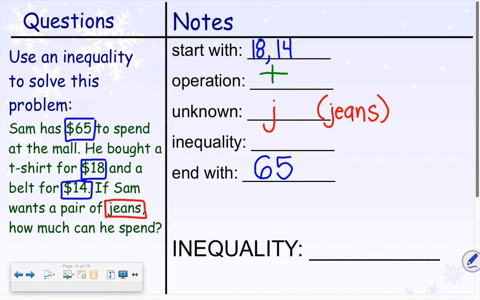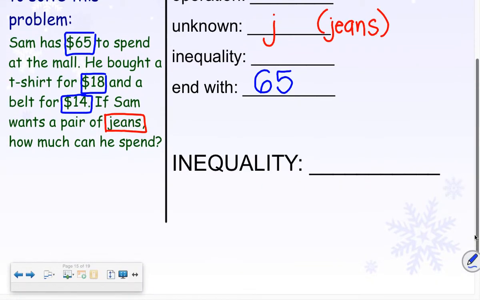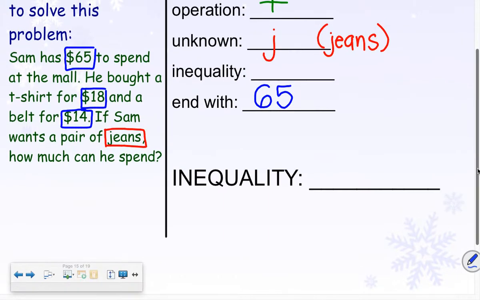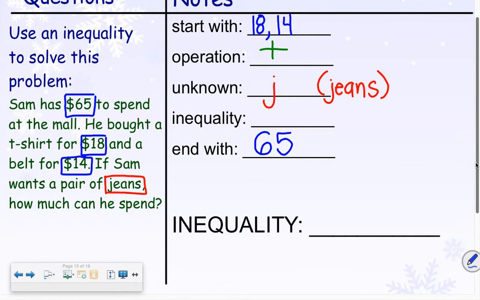Okay, we're going to write our problem right now actually without having our inequality symbol. And we're going to put that in at the end, and I'll show you why in a minute. Okay, so I don't want to go up too high here because we can't see our numbers. Okay. So Sam is going to the mall. He is buying an $18 t-shirt, plus he's also buying his $14 belt, plus he wants to buy a pair of jeans. He has $65 to spend.